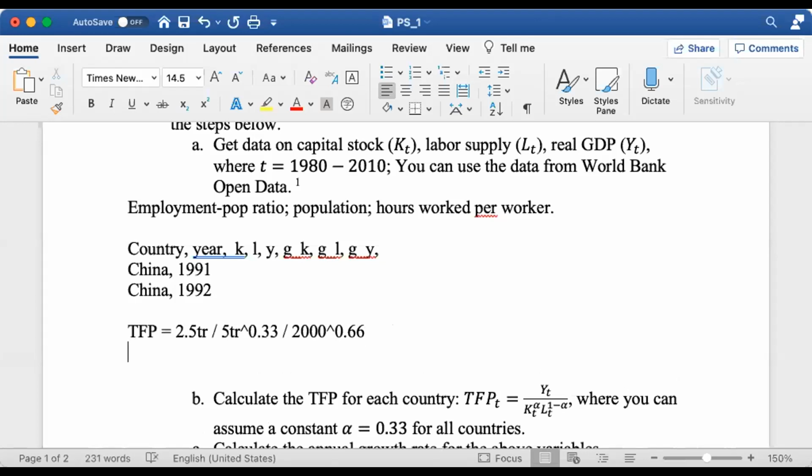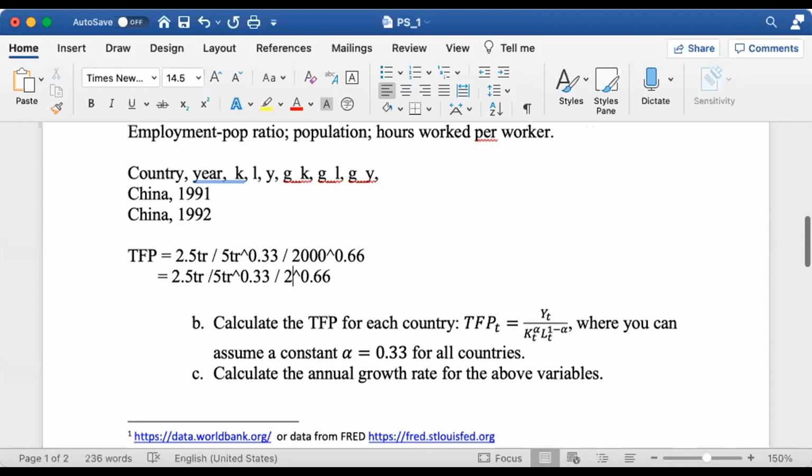A smarter way to do that is to choose the unit properly: 2.5 trillion divided by, so I may just copy paste, and then here instead of 2,000, you set 2.0. Does it make sense? Are you guys with me? Yeah, I think so. I think I do. Okay, very good.